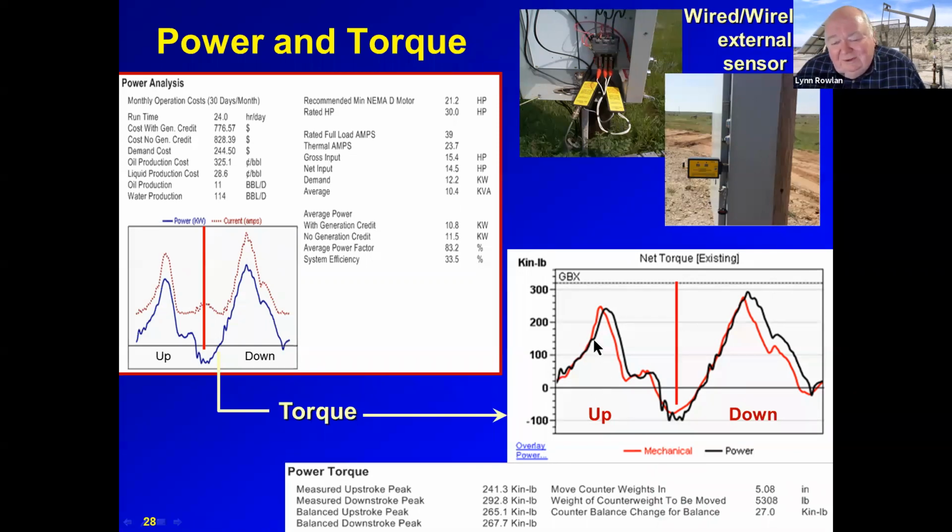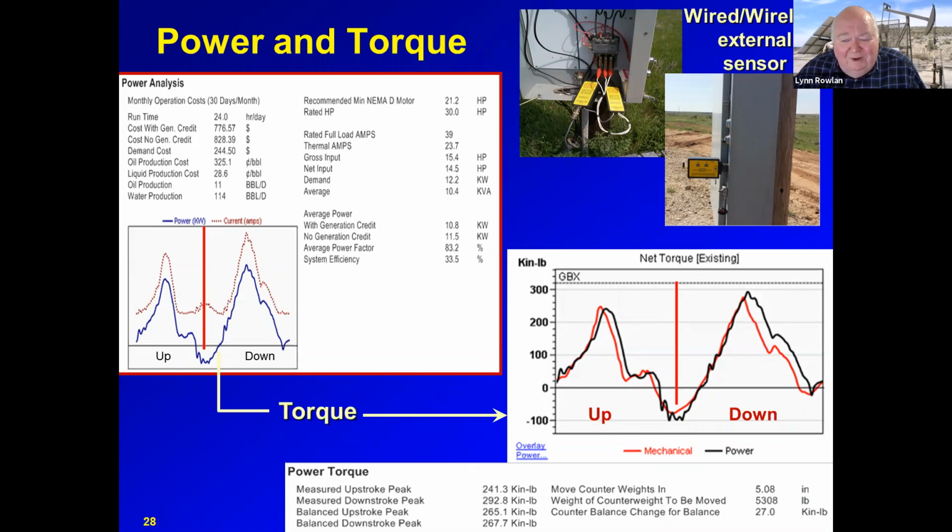Now this is, the black line is the power net torque, and the red line is the torque from the motor power, and you can see that they both show the same thing. This peak torque, this is the downstroke, this is the upstroke. The downstroke power or peak torque is too high, net gearbox torque.